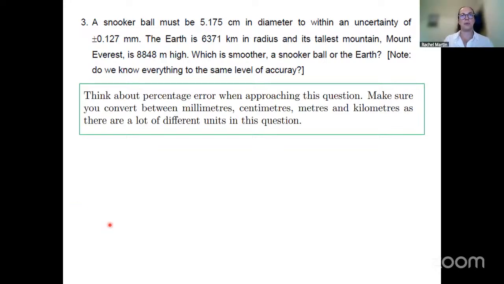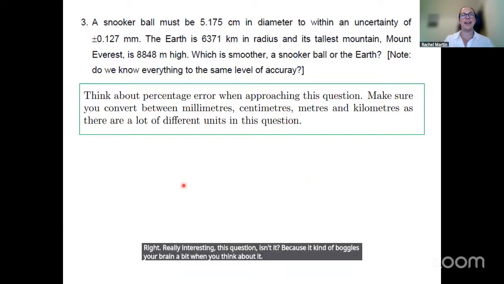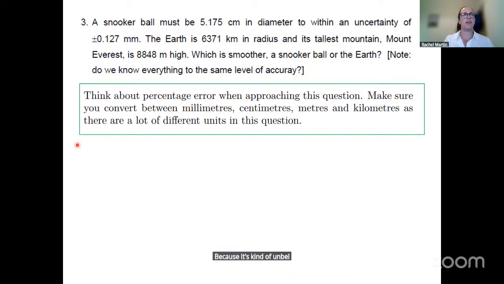Really interesting, this question, isn't it? Because it kind of boggles your brain a bit when you think about it. It's kind of unbelievable when you get the answer. But you've got to work with the information you have in the question, the details in the question, and the assumptions that you can make. So I'll show you my next step and hint.